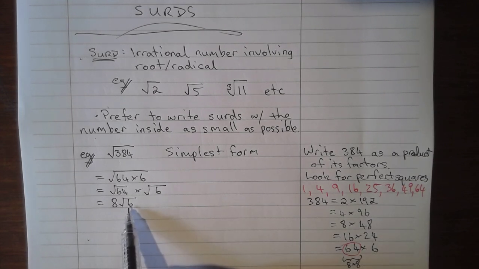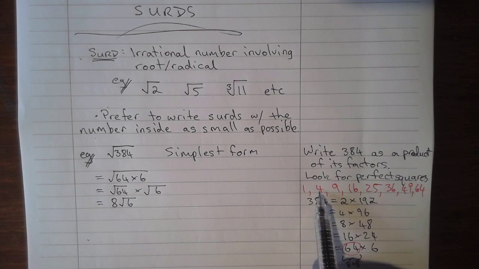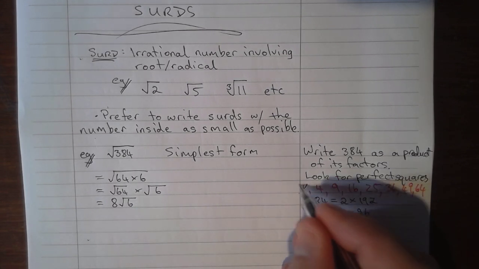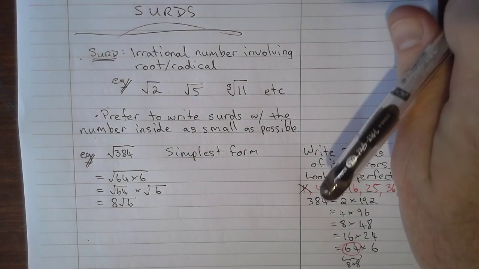I don't need to take this one any lower because, as I said before, if we look at the list of perfect squares, 4 doesn't go into 6 evenly, and 1 doesn't make any difference. So we don't even really need to look at 1. So that's our simplest form for that one there.